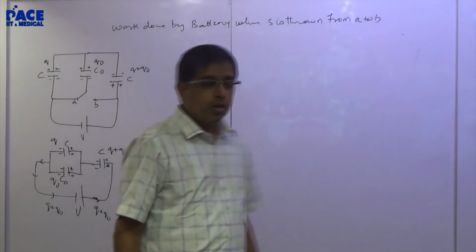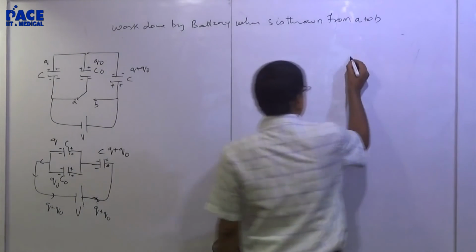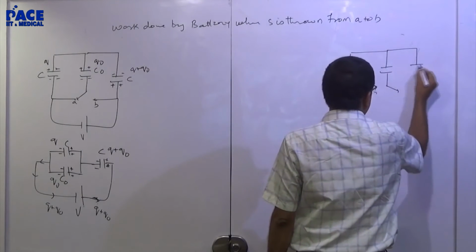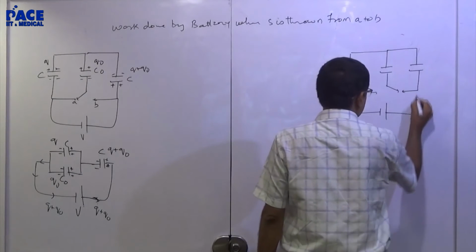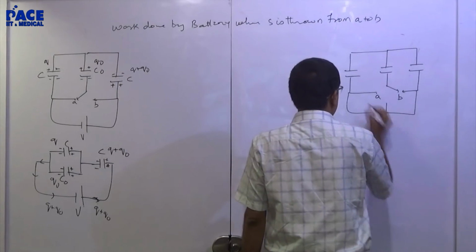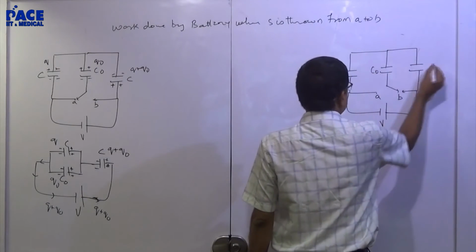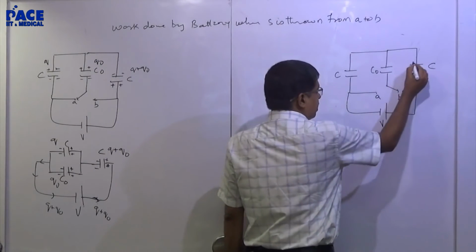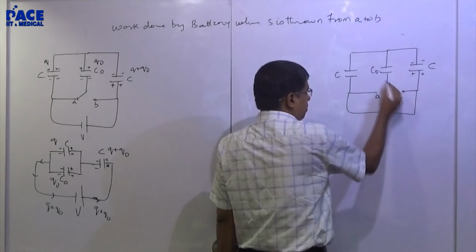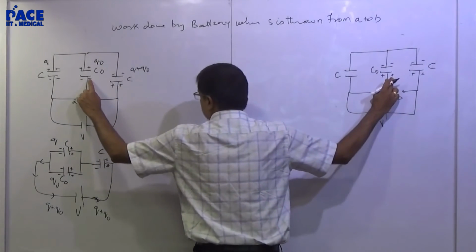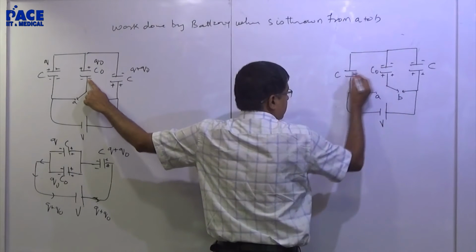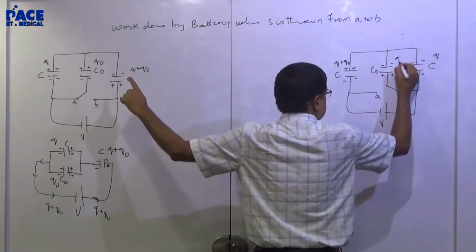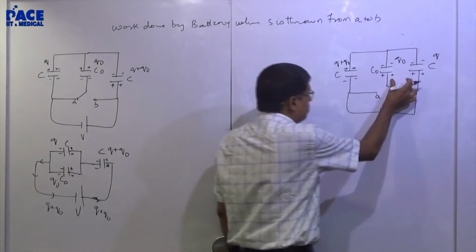Yes or no? Yes. What is the final configuration? You are telling me the final configuration will be like this. This is B, this is A, this is V. This is C, C naught and C. Now in final configuration, this is connected to positive. Polarities will remain the same. But here polarities will reverse. This was negative. Now this will become positive. Now these polarities will be the same. This is Q plus Q naught. This is Q. This is Q naught. Because now these both are in parallel.